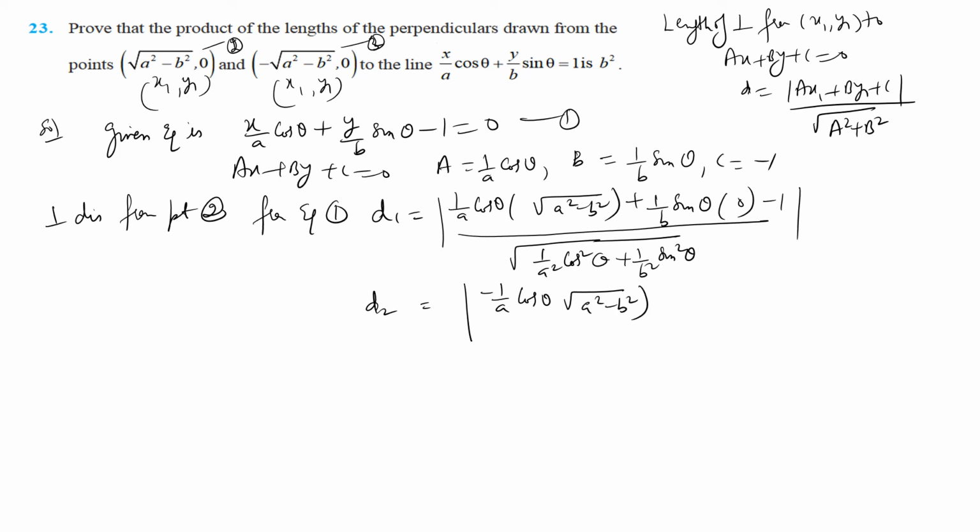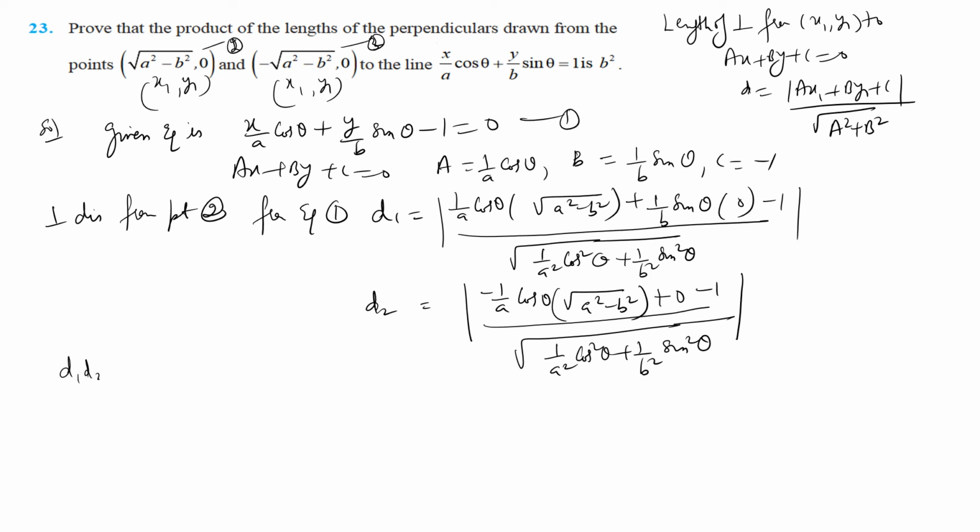This I will take as 0 and this as minus 1, with the same denominator. Now according to the question, what I need to prove is that the product of these two is equal to b square. So let us take the product of d1 and d2.